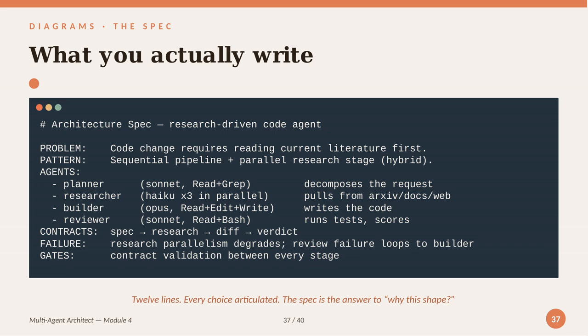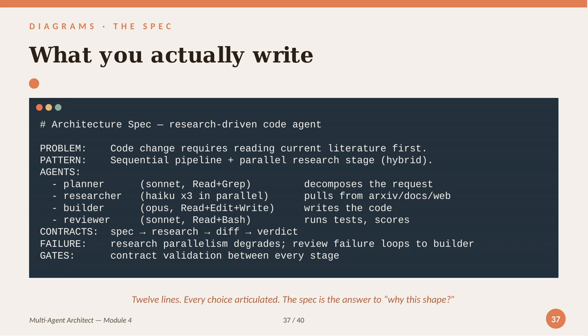The spec, fully written out. 12 lines that capture every choice. Problem: code change requires reading current literature first. Pattern: sequential pipeline plus parallel research stage, a hybrid. Agents: planner on Sonnet with read and grep. Researcher running 3 Haiku agents in parallel pulling from Archive, Docs, and Web. Builder on Opus with read, edit, and write. Reviewer on Sonnet with read and bash.